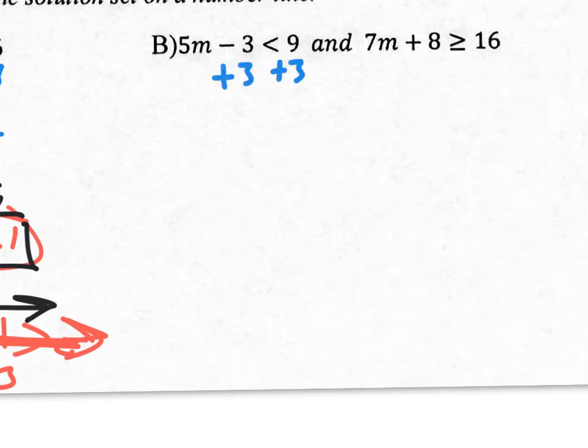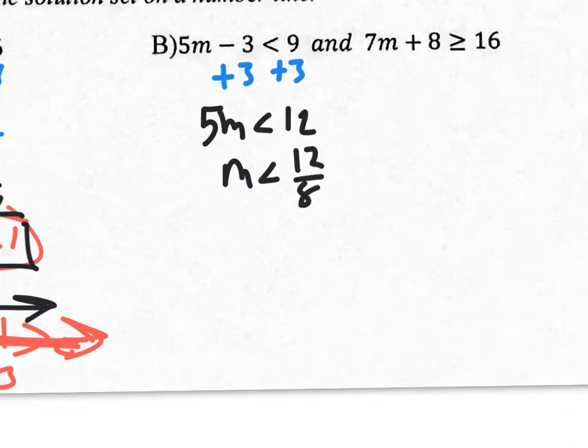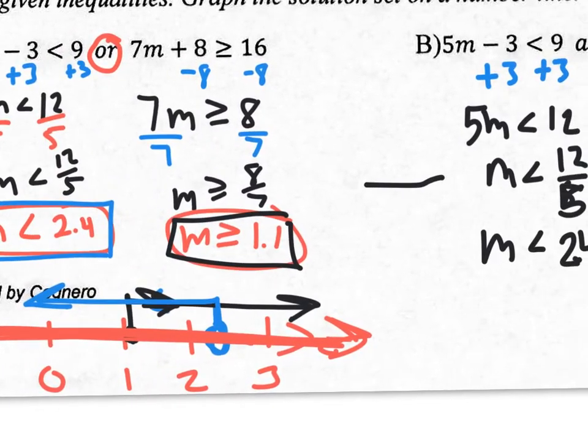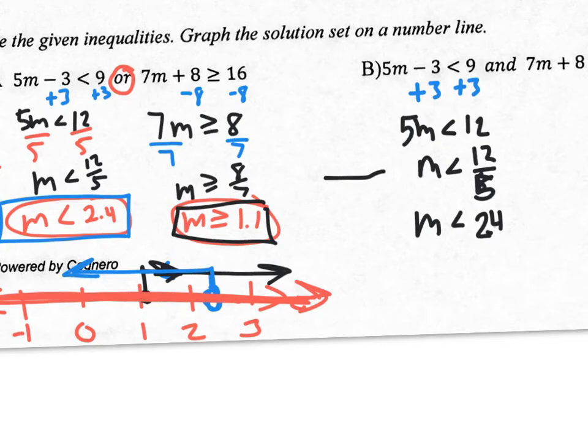Plus 3 plus 3. So we're going to have 5m less than 12. M is less than 12 fifths. Whoa, that looks like an 8. 12 fifths. M is less than, we said that was 2 point what? 2.4. Hold on a second. So we're realizing that it's the same exact question. Again, I forgot to change numbers. But that's actually great, because now I could really focus in on the difference between the or and the and.